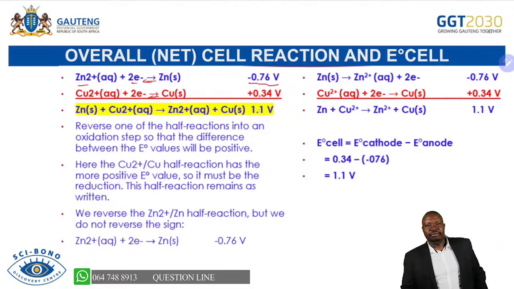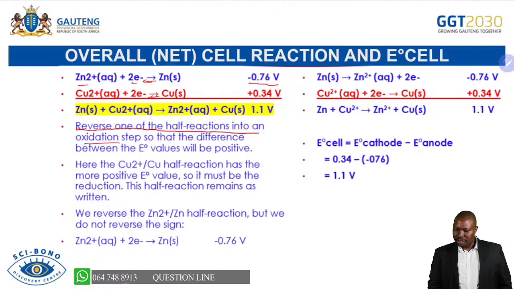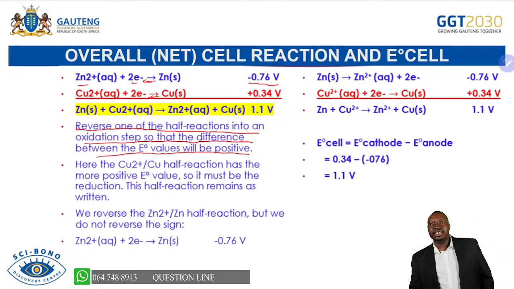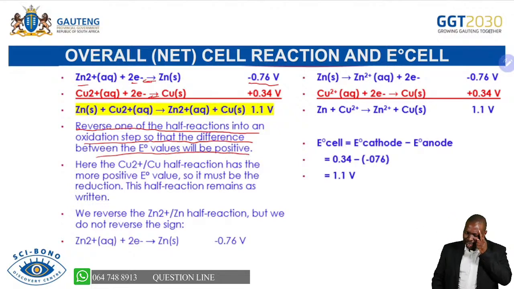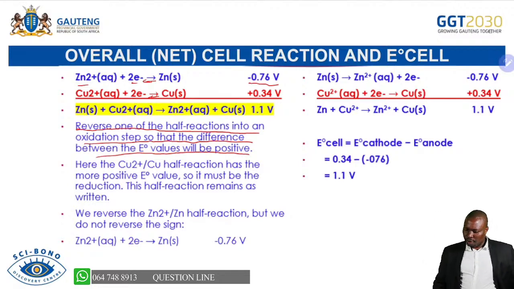Now, if you look there, we have two reactions, which is the forward reaction and the reverse reaction. We want to decide which reaction they will undergo. I've already said you have to reverse one of the half reactions into an oxidation step so that the difference between the E values will be positive. So that is very much important. So, okay, one must be reversed here. Which one? How do we know which one will be reversed?